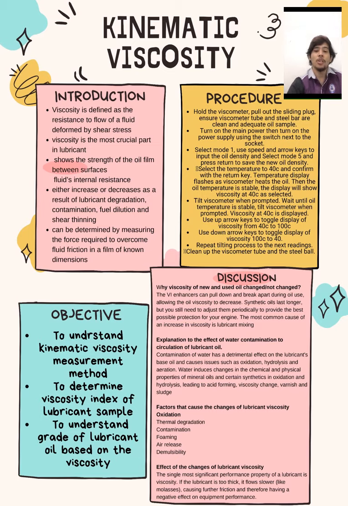Today I would like to talk about the methodology or procedure for the kinematic viscosity experiment. First of all, set up all the things that you need. Hold the viscometer, pull out the sliding plug, and ensure the viscometer tube and steel bar are clean. Prepare the oil sample. Next, hold the viscometer vertically, select the bleed valve, then pull out the sliding plug. Fill the tube with the oil sample to just above the V plate.